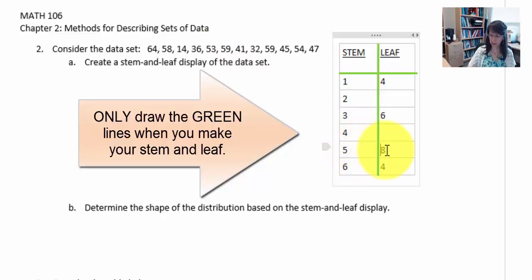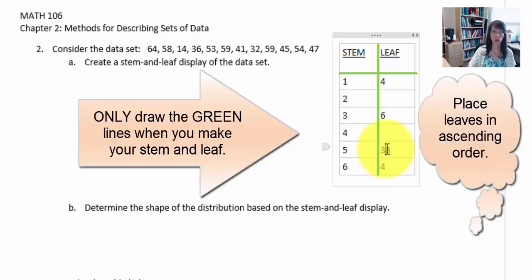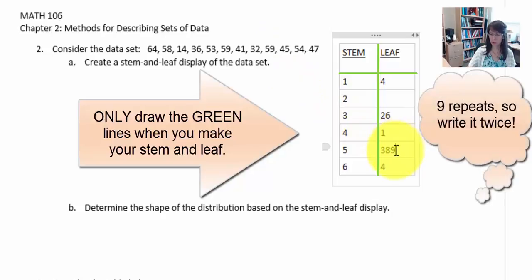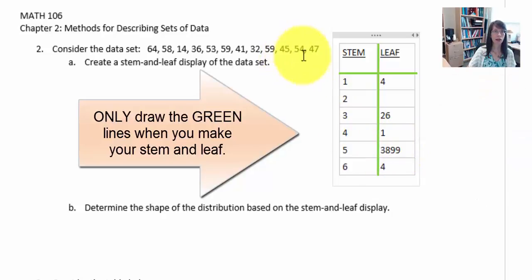Now I want to make sure I'm writing these from the smallest to the largest, so I'm going to put the 3 in front of the 8 that was already there as a leaf. 59, so that means 9 will go after 8, just so I can keep 3, 8, and 9 in order from smallest to largest. 41 means my leaf is 1. 32, so again 2 needs to go before the 6 to keep it in order. 59, so there's a repeat of 9. And 45, 54, so I've got to squeeze 4, and 47.